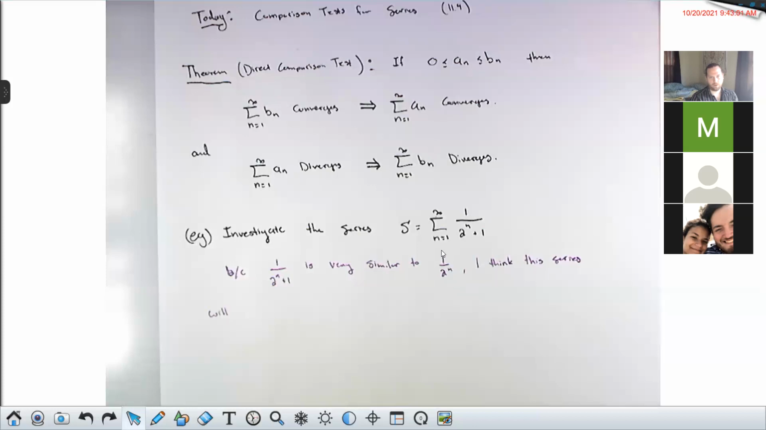Well, don't scare me like this. Sigma 1 over 2 to the n, what kind of series would that be? You guys know this. I know you know this. Not a p-series. Remember, p-series is like 1 over n raised to a constant power. It would be geometric, right? Sigma 1 over 2 to the n is that geometric series that we played with when we first started talking about geometric series. Here's our first example. I think this series will converge.